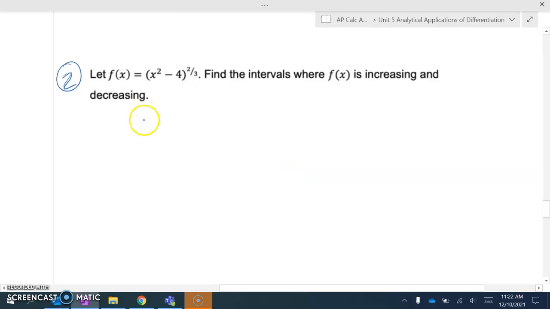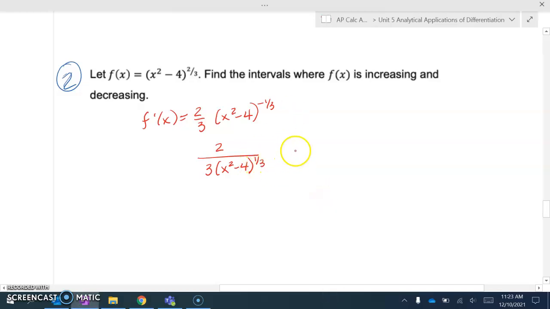Once again, if you want to pause the video and try this one on your own, let's take this derivative. Okay, now I'm going to rewrite this so that I can easily see if I'm going to have any points where this is undefined. So this is undefined at x equals plus and minus 2.